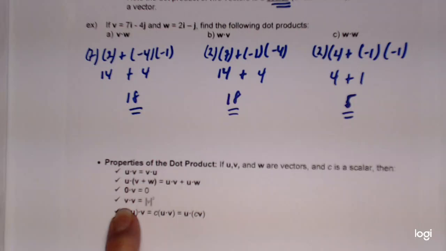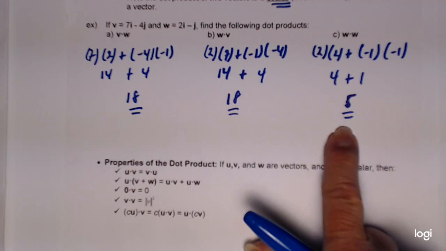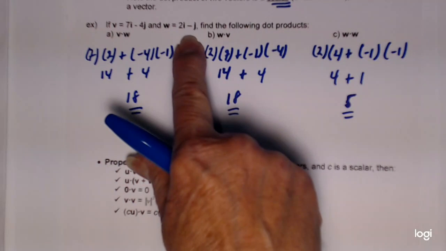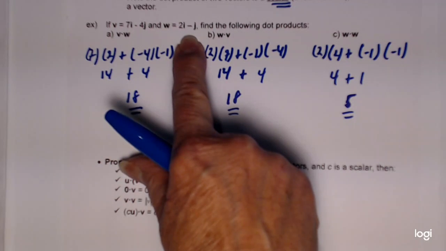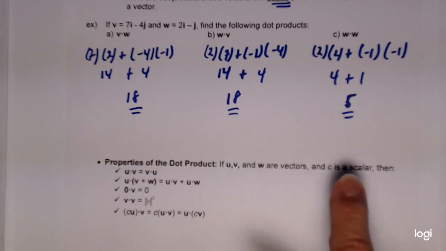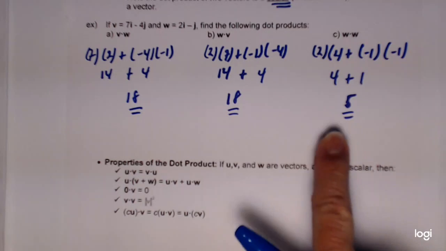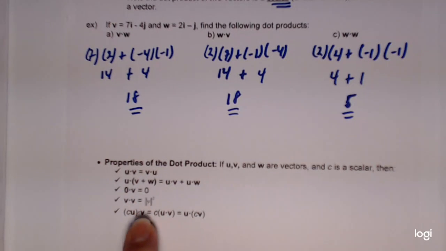V dot v, when we find the dot product of a vector with itself, that number is equal to the magnitude of that vector squared. So going back here, if we were to find the magnitude of vector w here, we would find that the magnitude of w is the square root of 5. And when we square the square root of 5, we get 5, which is the dot product. So that's what that statement there is saying.